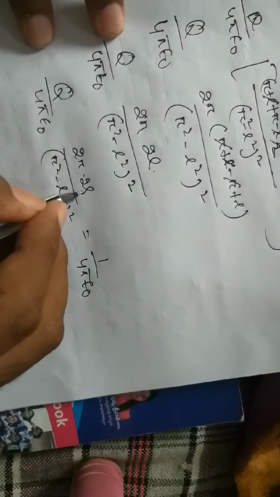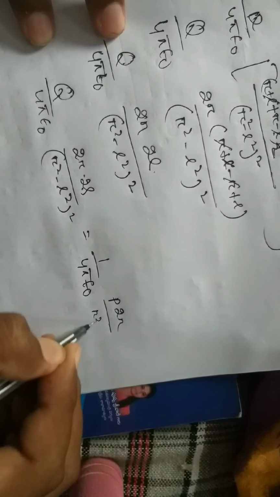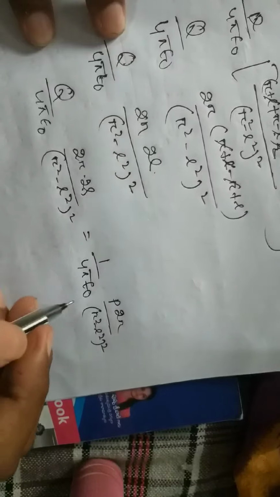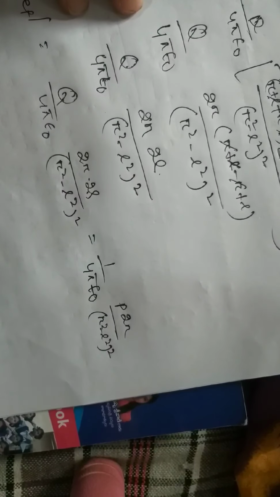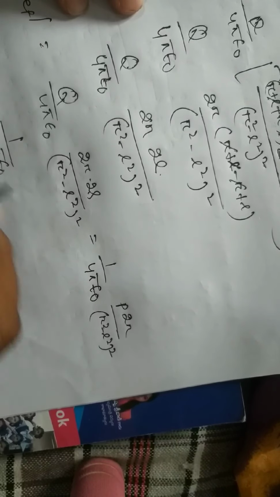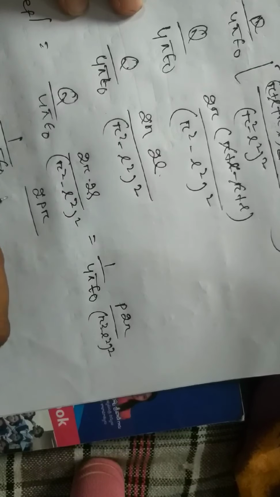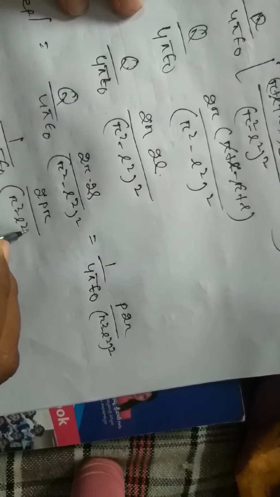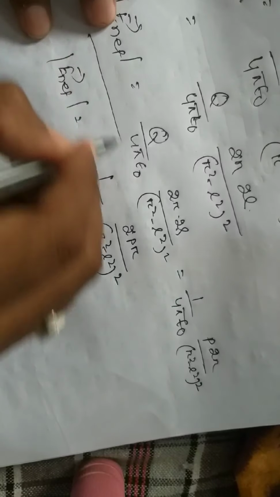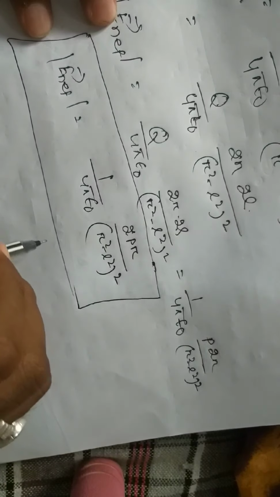It is also represented as 1 by 4 pi epsilon naught, q 2L, that means p, and 2r divided by r square minus L square whole square. Here E net field equals 1 by 4 pi epsilon 0 into 2 p r by r square minus L square whole square. So this is the net electric field intensity at point P due to an electric dipole.